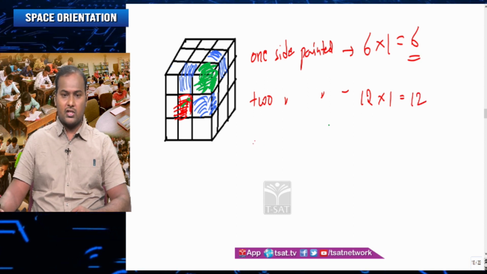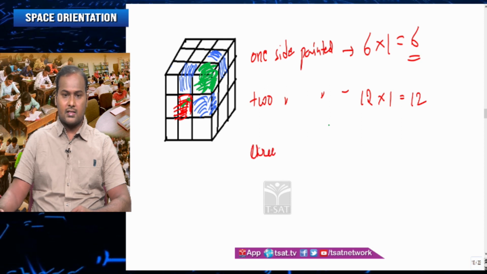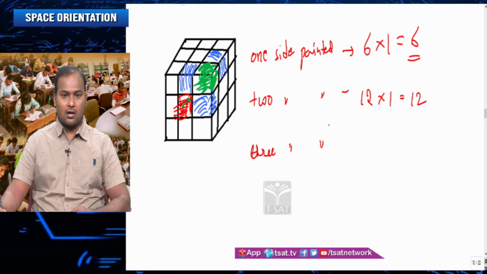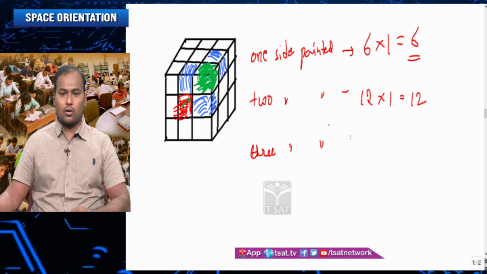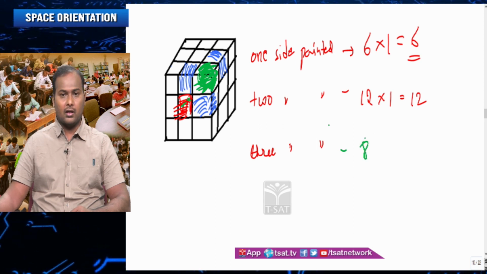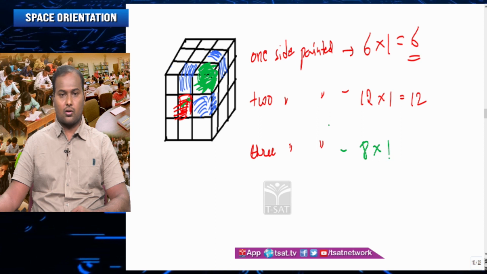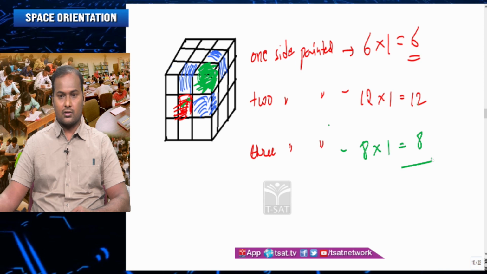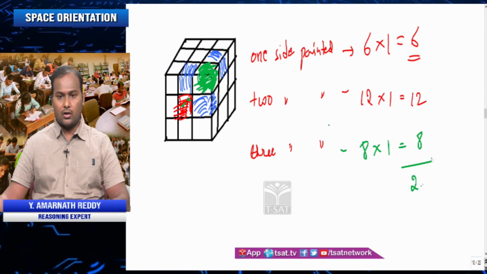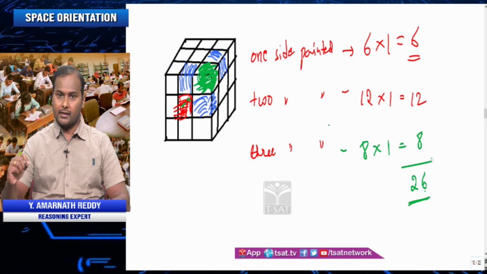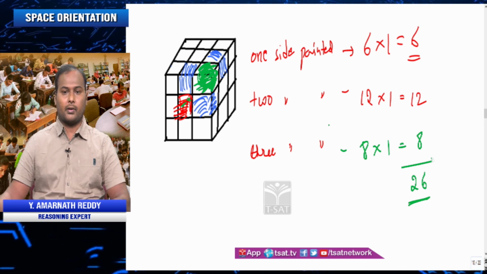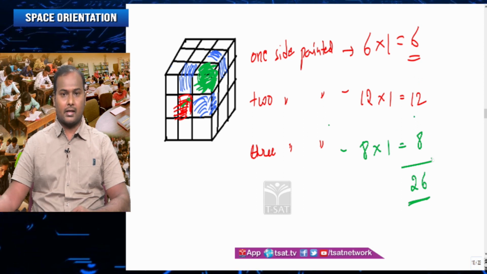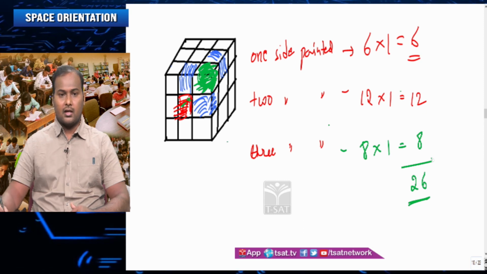The next one is, how many small cubes will have three sides painted? I already said that the three side paint is always present on the corners. In total how many corners do we have? We have 8 corners, and each corner has 1. So your answer is 8. And what is the total here? 8 plus 12 plus 6, total 26 are painted. So in this total of 26, 6 are one side paint, 12 are two side paint, and 8 are three side paint.